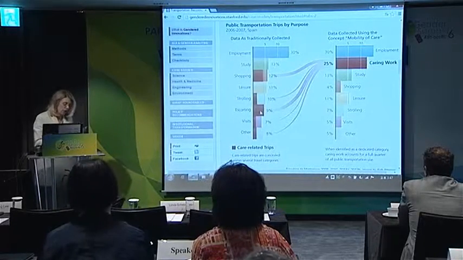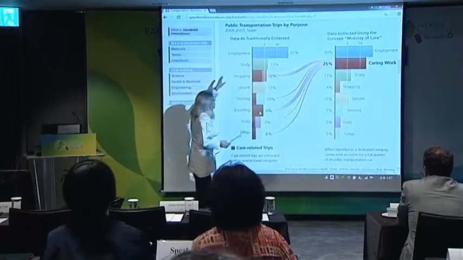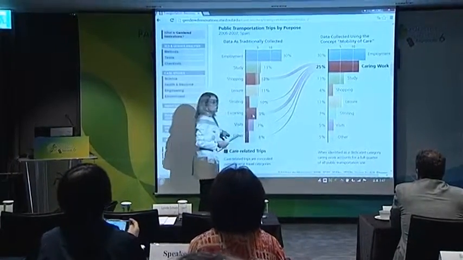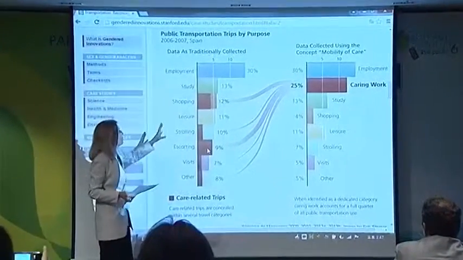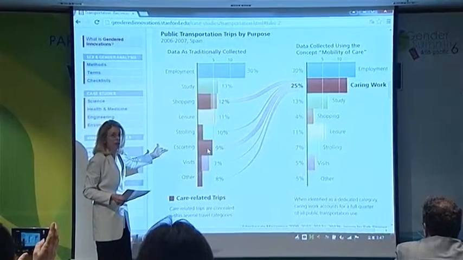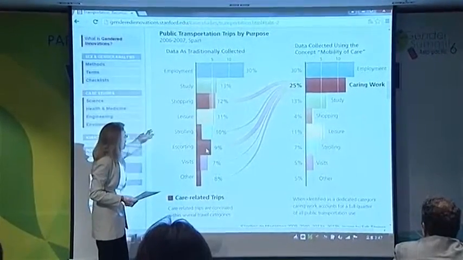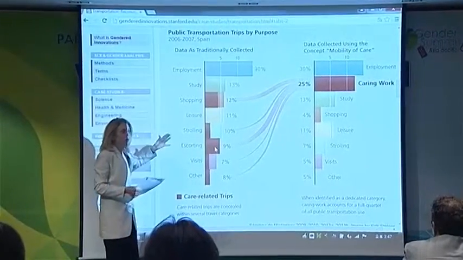So traditionally, civil engineers collect data in 8 trip categories. These are the traditional categories. They want to know, why is someone using the metro? This happens to be in Spain. This was done in Madrid by Inés Sánchez de Madariaga. So it is about Spain, but it could be most anywhere. So why are people traveling?